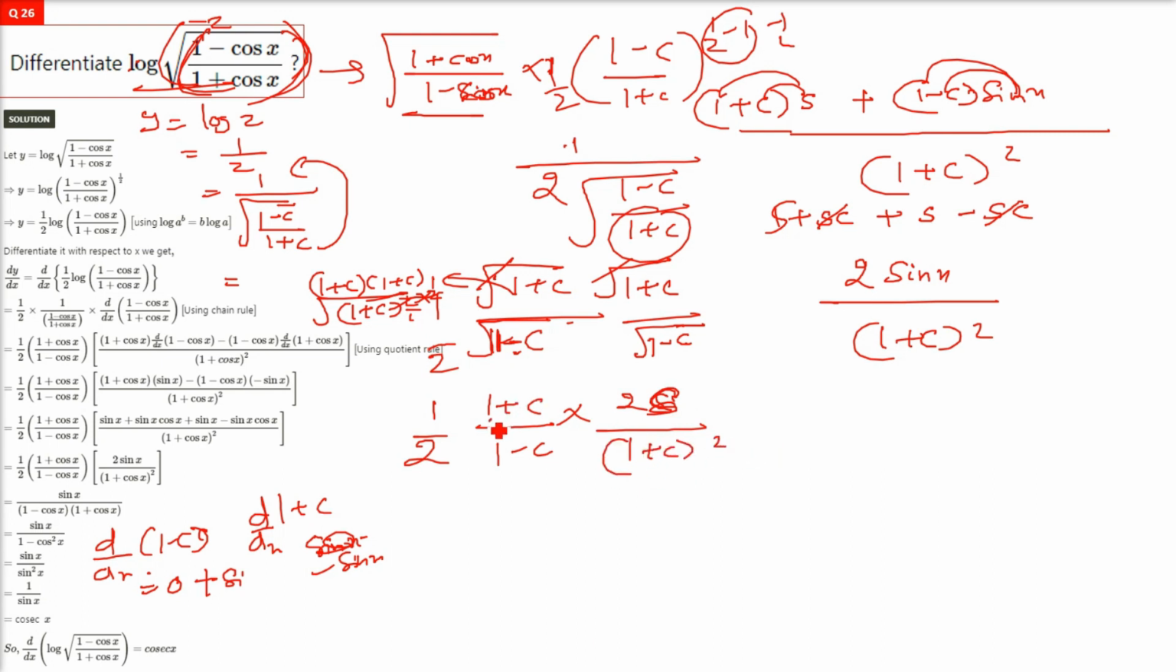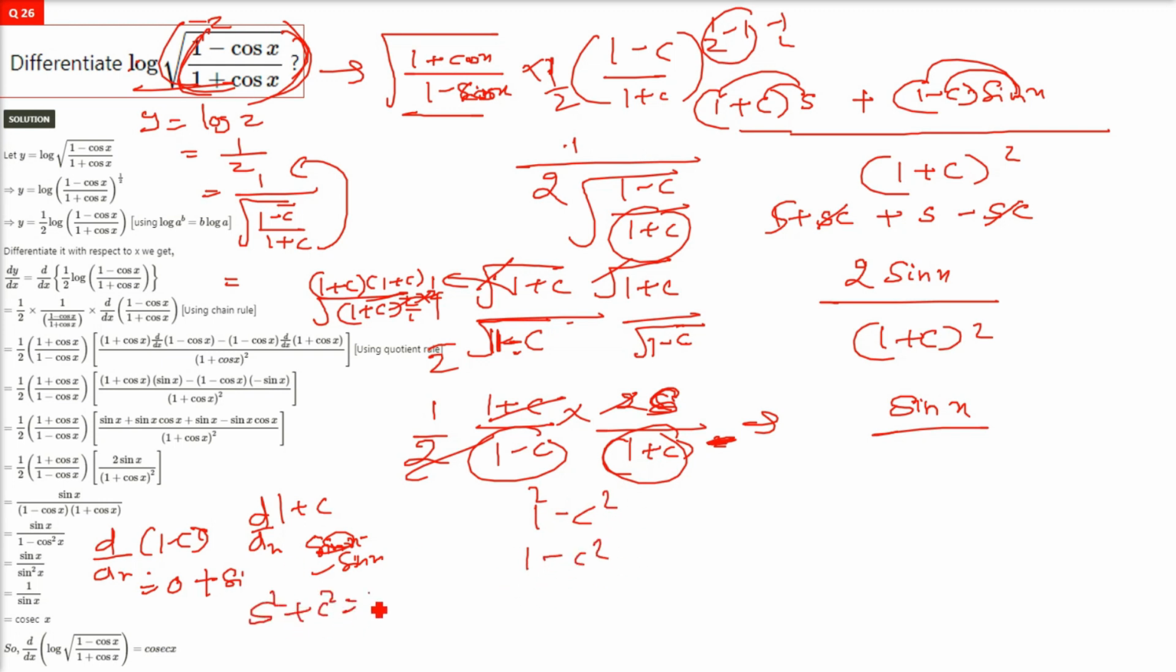So 1 plus c goes out, cancelled, 2 gets cancelled. So you have in the denominator 1 minus c and 1 plus c. You have a sin x in the numerator and 1 square minus c square, a plus b, a minus b. 1 minus cos square theta is sin square theta. So just write sin square here, and cancel this sin and sin square. 1 by sin square leaves 1 by sin x in the denominator. It is going to be cosec x. So this is your answer. Cosec x will be the final answer.